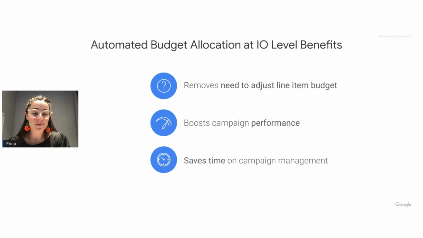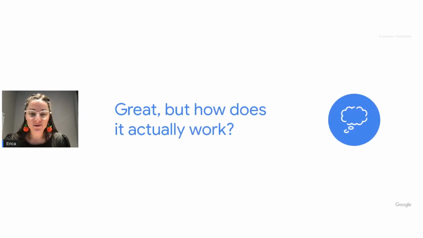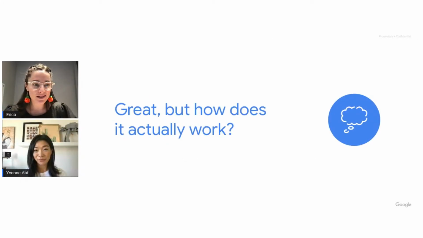Just to recap the auto bidding features and why this is so valuable to you, it removes the need to adjust line item budgets individually. It helps boost campaign performance and take some time off of your hands, and hopefully gives you time back to be more efficient in other areas of your DV360 experience. I will pass it back over to Yvonne to get into some of the more technical details here. And yeah, take it away, Yvonne.